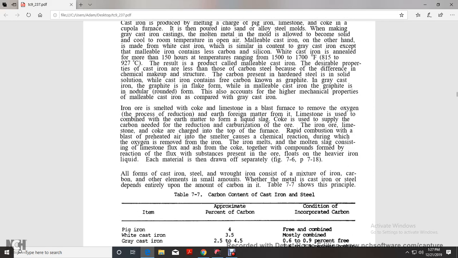Iron ore is smelted with coke and limestone in the blast furnace to remove the oxygen, in the process of reduction. The limestone is combined with the earthy matter to form a liquid slag. Coke is used to supply the carbon needed for the reduction of the ore.